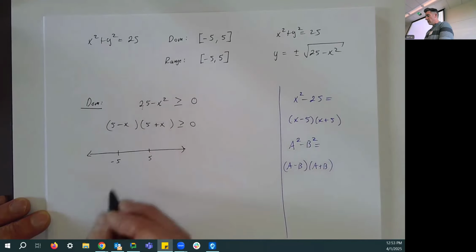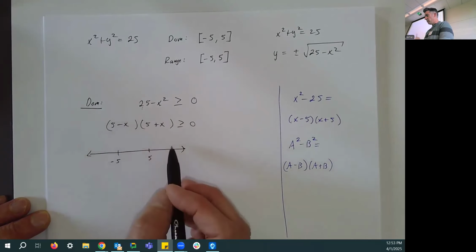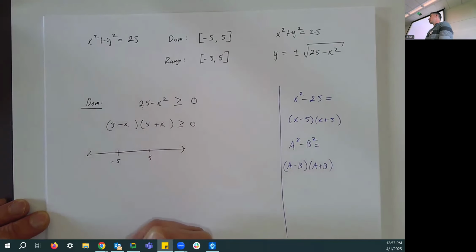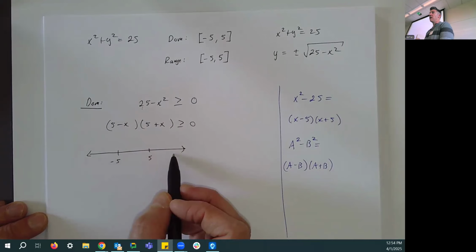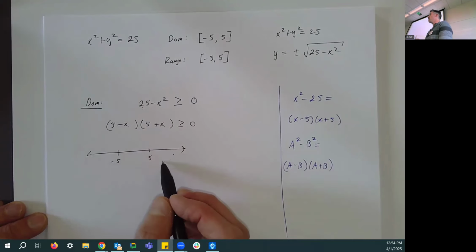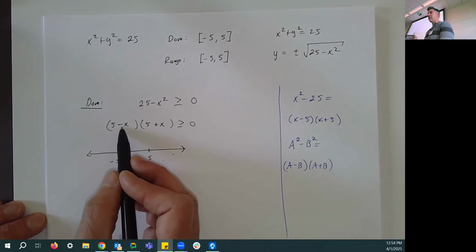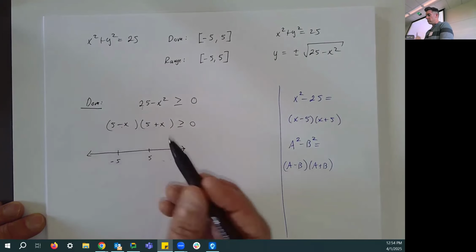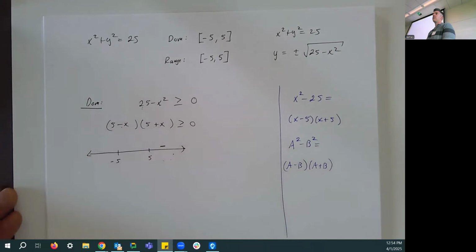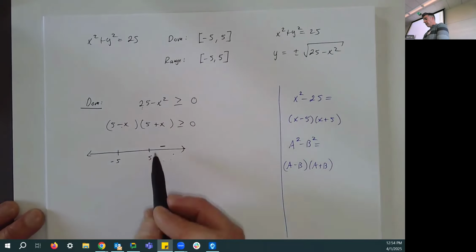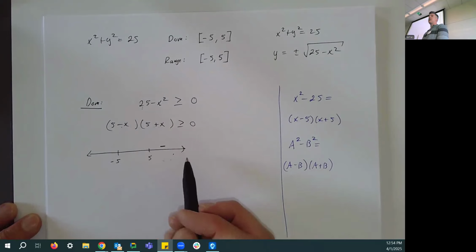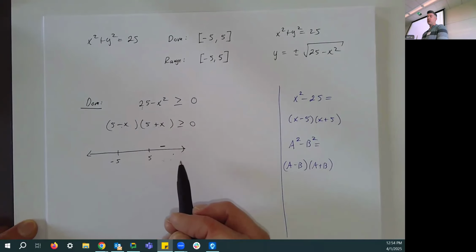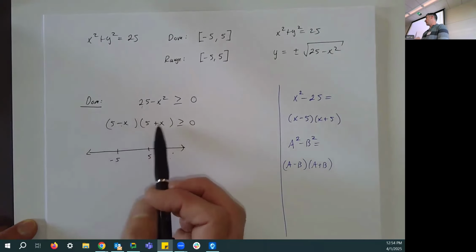And I want to know, is this whole quantity positive or negative? What we usually do is pick a number that's not 5 or negative 5. I always tend to start to the right, so I'm going to pick a number like 7 and plug it in. 5 minus 7 is negative. 5 plus 7 is positive. And negative times a positive is negative. So all I'm saying here is that for any number bigger than 5, it could have been 6 or it could have been 60 million, this whole quantity will be negative.